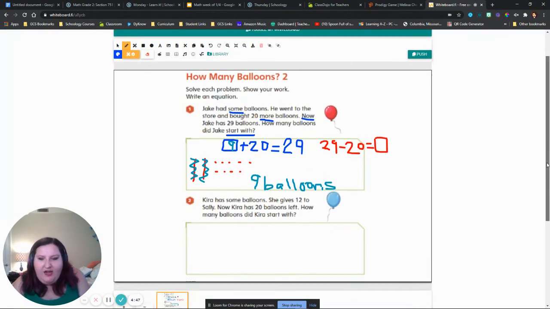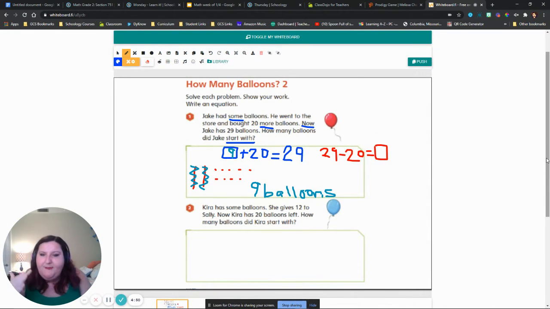Our next problem says Kira has some balloons. There's that word some again. Some balloons. She gives 12 to Sally. Oh, okay, this could be different. She is not getting more this time. She's giving them away. That is our key word that we are subtracting this time. So gives. She gives 12 to Sally. Now, there's that keyword for our equals. This could be our result. Now Kira has 20 balloons left. How many balloons did Kira have to start with?